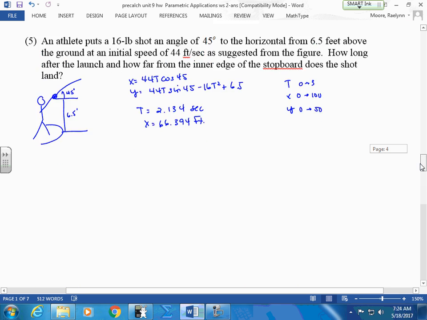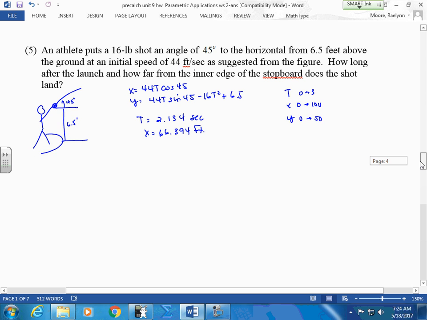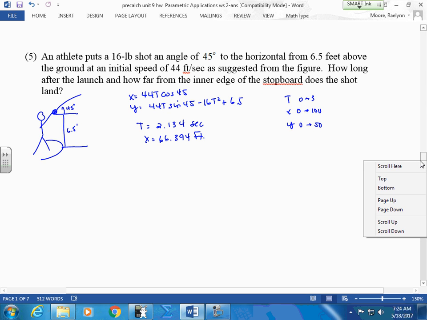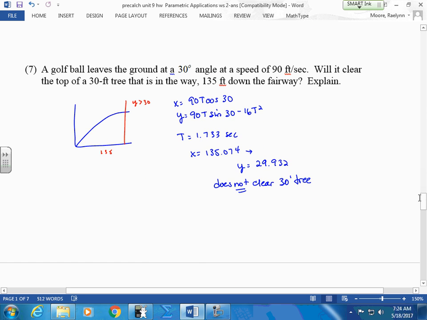All right. I didn't give you the shot put. The shot put was actually nice. It just was, you were 6.5 off the ground before your arm threw the shot put. So, I mean, it wasn't bad to do, but it's okay. A golf ball leaves the ground at a 30-degree angle at a speed of 90 feet per second. Will it clear a 30-foot tree that is in its way 135 feet down the fairway? So, you get your pieces over here. There's nothing extra to add.